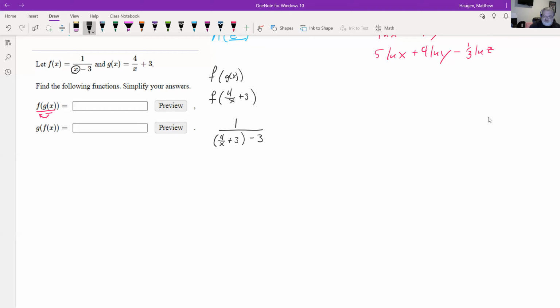Fair? That's a start. And then we can just drop those parentheses, correct? Yep, the parentheses aren't doing anything, so when they drop away, those 3's are going to undo each other nicely. So we'll have 1 over 4 over x. So that's 1 times x over 4. So it's just x over 4.